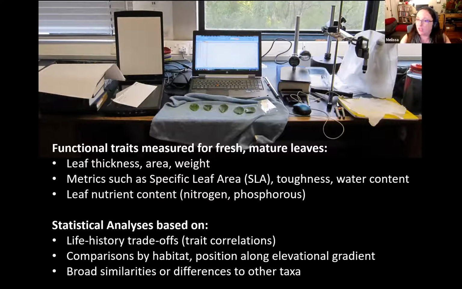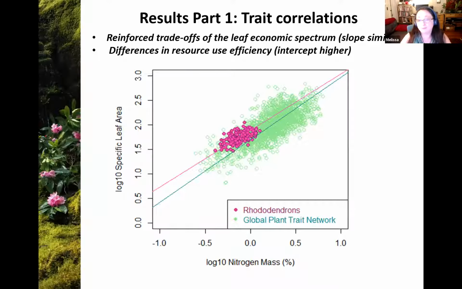The statistical analyses had a number of different steps involved. First was looking at trait correlations, getting an idea of general life history trade-offs. How does that compare with what is known and expected? And then additional comparisons by habitat type, as well as position along an elevation gradient. Lastly, additional comparisons of how rhododendrons compare with other taxa, and how are they different?